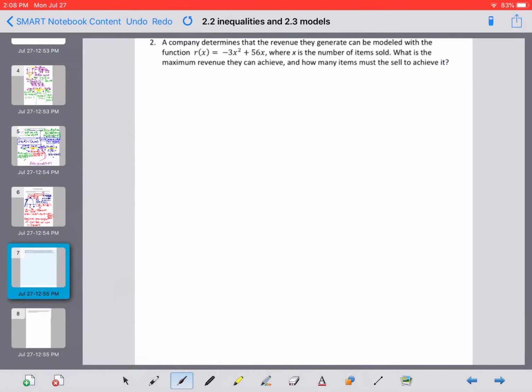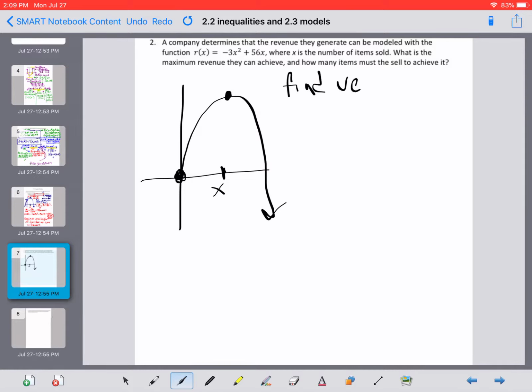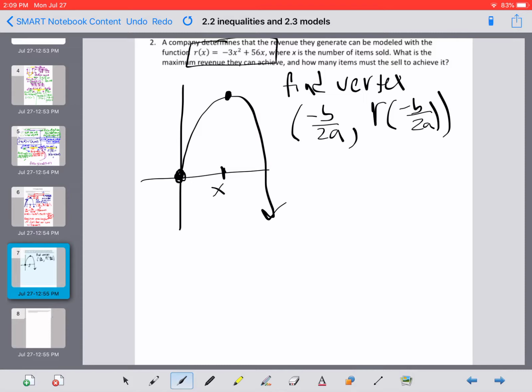Well, again, if we try and think about what this graph looks like, it's quadratic and its leading coefficient is negative 3. So it's going to look like a parabola that's upside down. And it has a y-intercept of 0 because r of 0 is equal to 0. So it's going to look something like this. We want to know, when does it reach the greatest revenue? So once again, we're looking for the maximum output of this function. We're looking for the vertex of this parabola. So again, we want to find the vertex, which we can find using the formula negative b over 2a, r of negative b over 2a, because this is a revenue function, r of x.